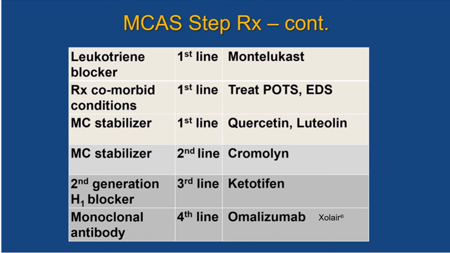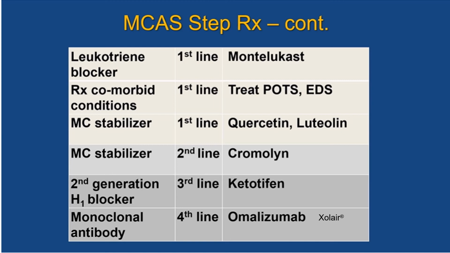You can also look at more natural things for mast cell stabilization, and that's quercetin and luteolin. Those are both naturally occurring substances that can be used to treat this condition. Cromolyn can also be used as a second line mast cell stabilizer, but it tends to be fairly expensive. And then you've got your second generation H1 blockers like ketotifen that can be administered orally. We use that to treat pretty significant leaky gut and SIBO conditions.